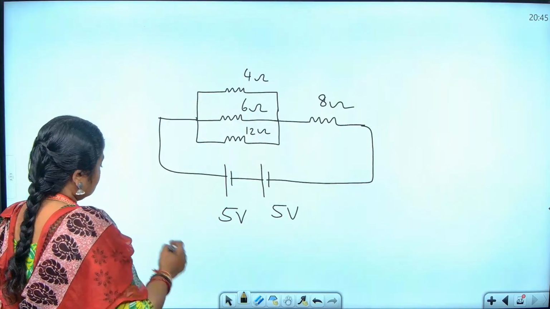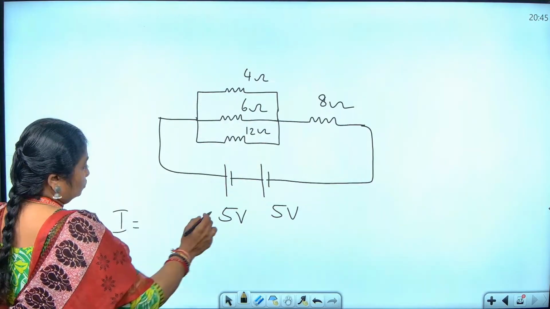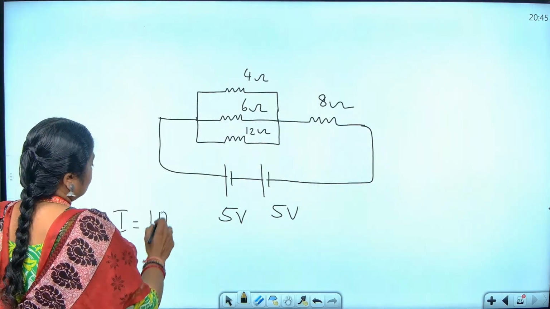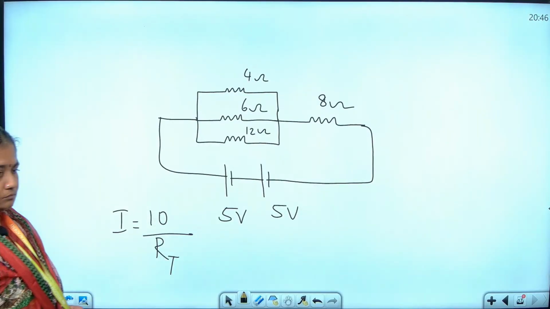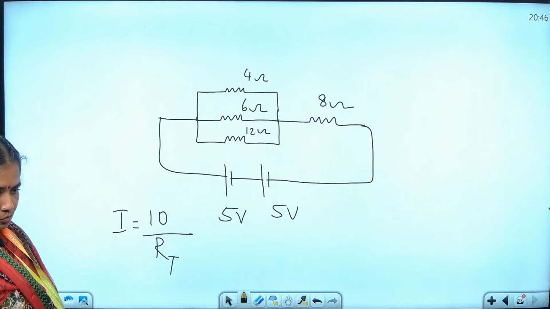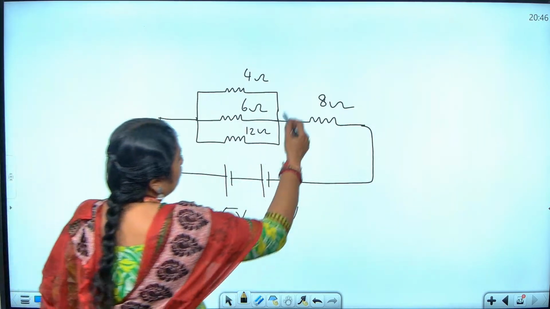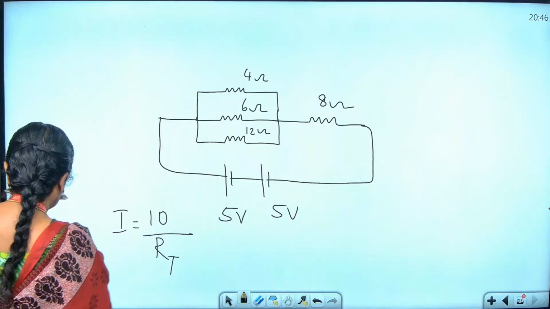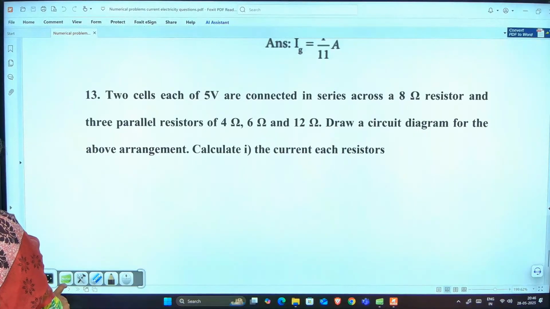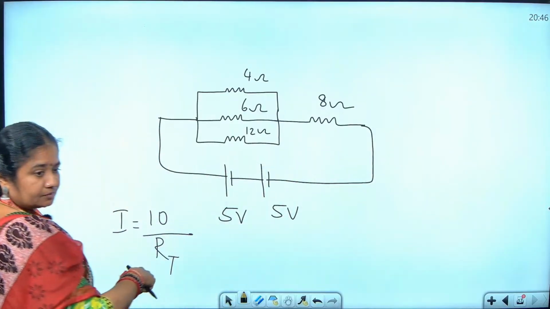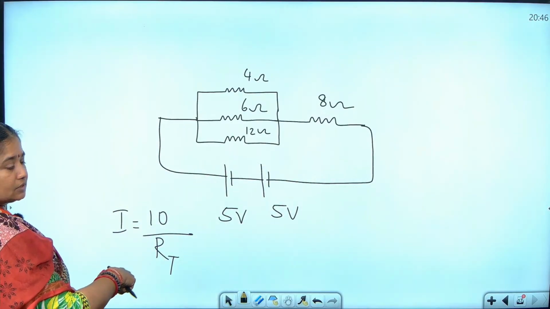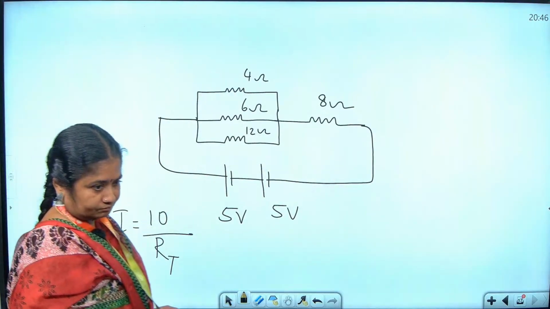What is the total resistance? Total current I is equal to the total volt divided by the total resistance. Find the total resistance. 1 ampere. You got I is 1 ampere. So what have they asked? Current. So current across 8 ohms will be 1 ampere, the total current. What about 4, 6 and 12?